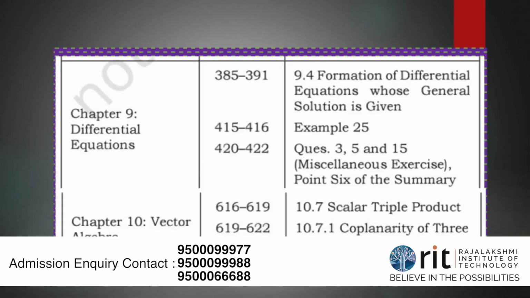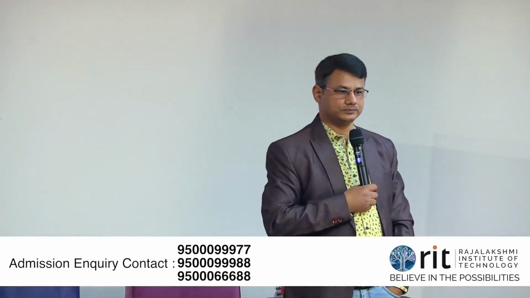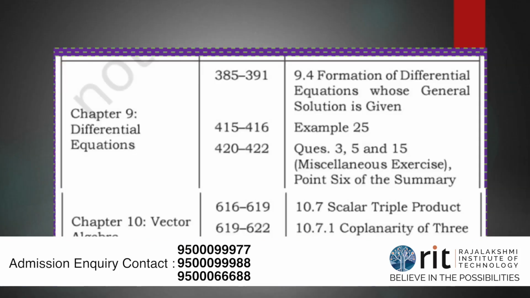Next, chapter number 9. 9.2, 9.3 you can leave. No question will be asked from 9.2 and 9.3. 9.4, formation of differential equation whose general solution is given, is not coming. Page number 415 to 416, example 25 will not come. Page number 420 to 422, question number 3, 5, 15 will not be asked in the examination.